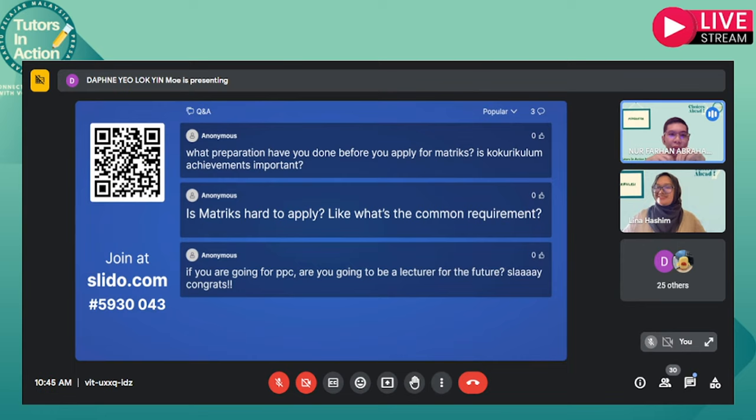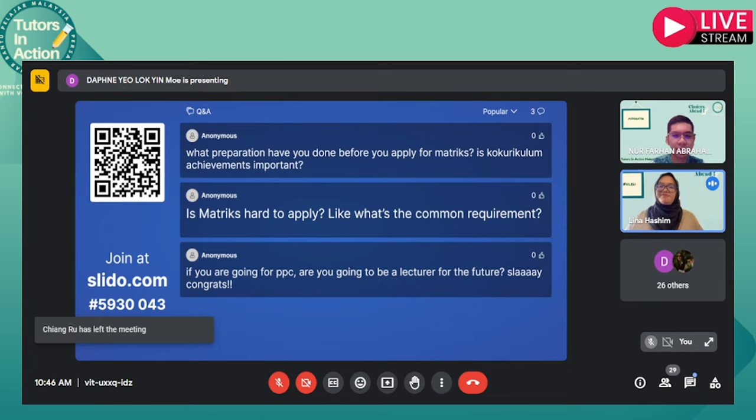Okay, we have 3 questions here on Slido. The first one, what preparation have you done before you applied for matrics? Is co-curricular achievement important? Okay, so for this question, it's quite, I don't know, I'm not sure how to say. So, my preparation before I went to matrix is actually just studying for SPM. Because when they open applications for matrix, you just apply for it. You don't need to prepare, like you have to go for physical preparation or mental preparation, no.